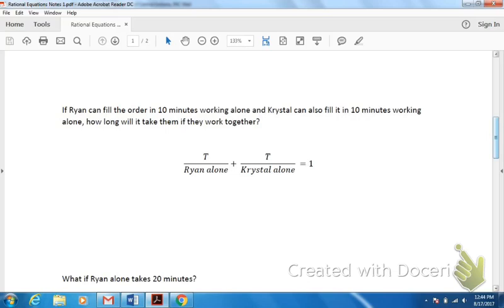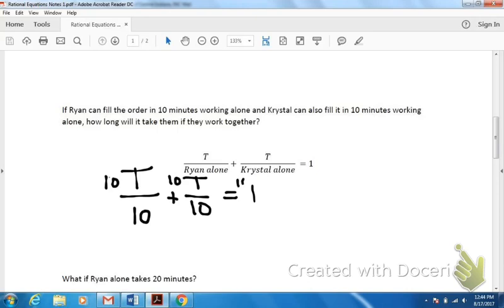So we don't know how long it takes them together. I know you just told me, but we're going to pretend that we don't know yet. So that's our T. We said it's 10 minutes for Ryan to do it alone, and 10 minutes for Crystal to do it alone, and the whole thing is one job. Now, to get rid of the fraction, what will we multiply by? 10. By 10. So this guy's going to get multiplied by 10, this one gets multiplied by 10, and that one gets multiplied by 10.